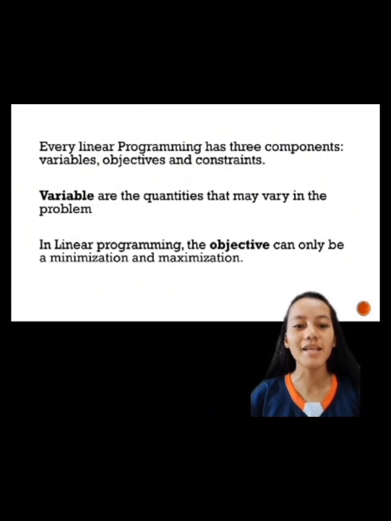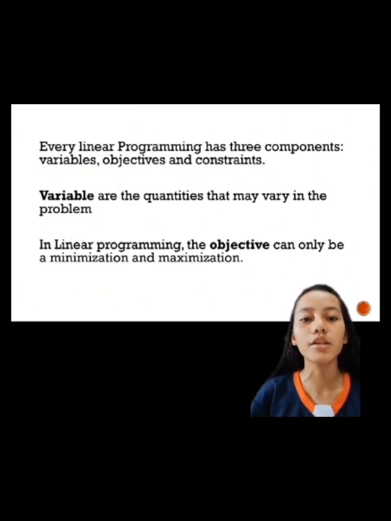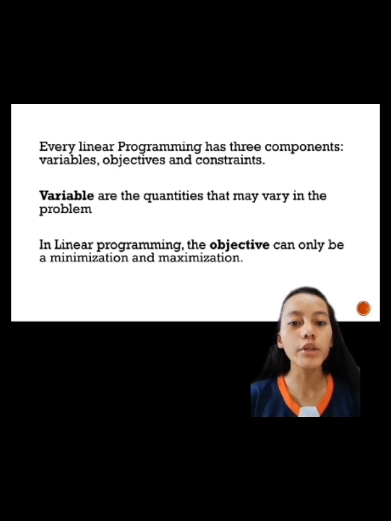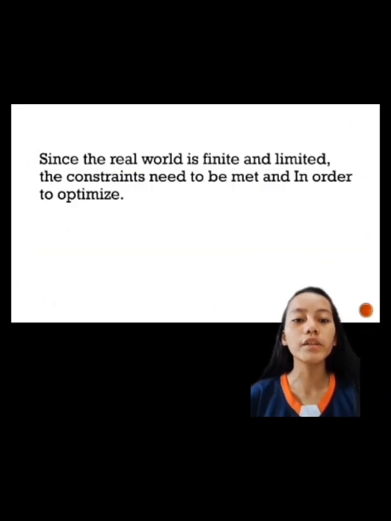Every linear programming problem has three components, which are the variables, objectives, and constraints. Variables are quantities that may vary in the problem. In linear programming, the objective can only be a minimization or maximization. Since the real world is finite and limited, the constraints need to be met in order to optimize.